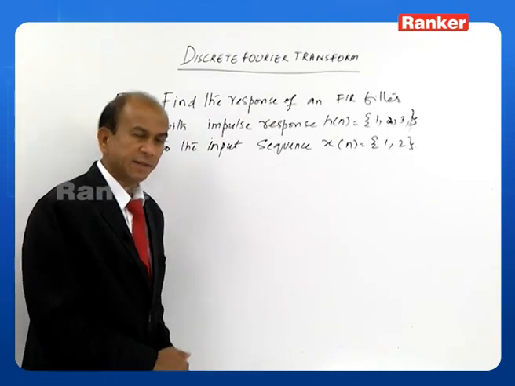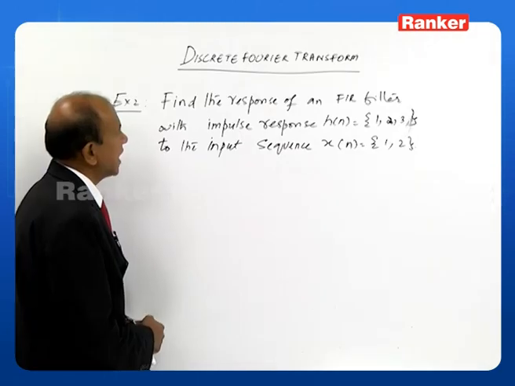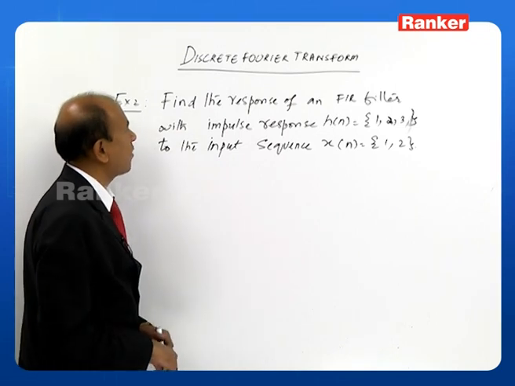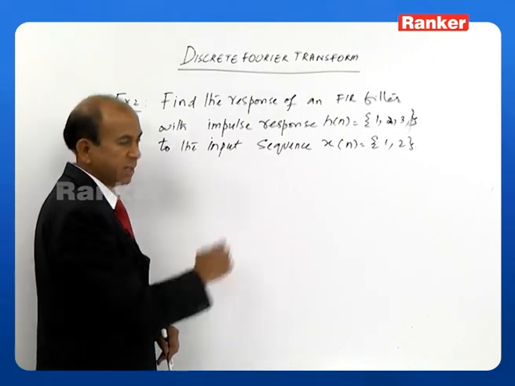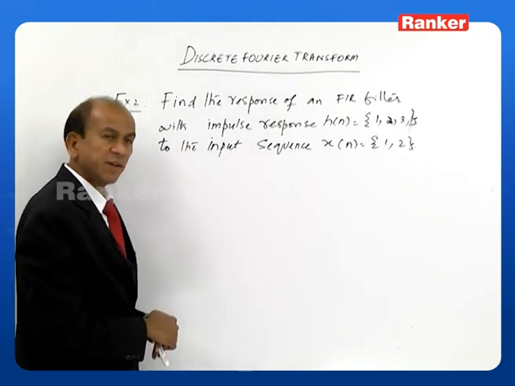Let us see the second example. What does the second example say? The second example says, find the response of an FIR filter with an impulse response given as h of n is equal to 1, 2, 3, that is the sequence, to the input sequence x of n is 1, 2.